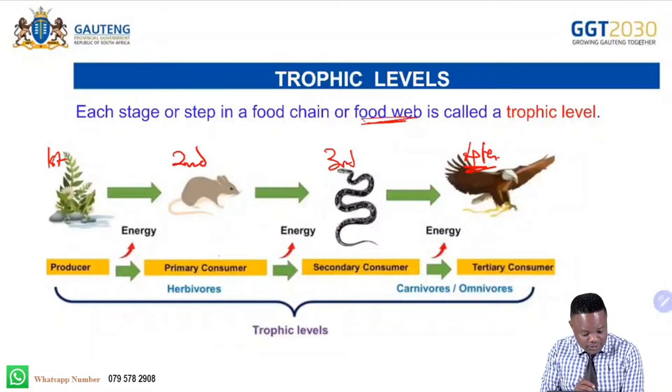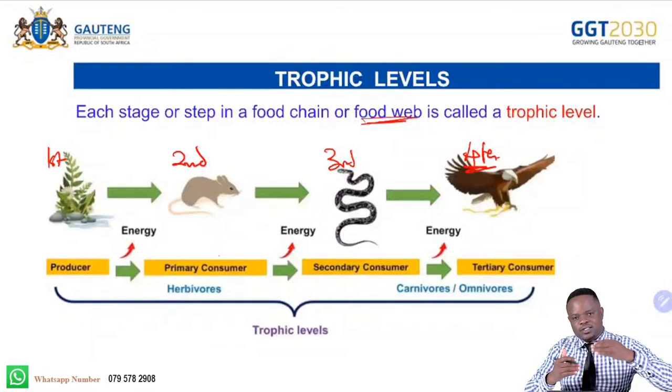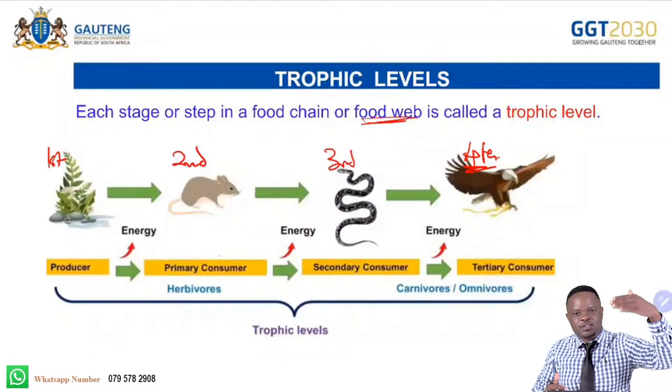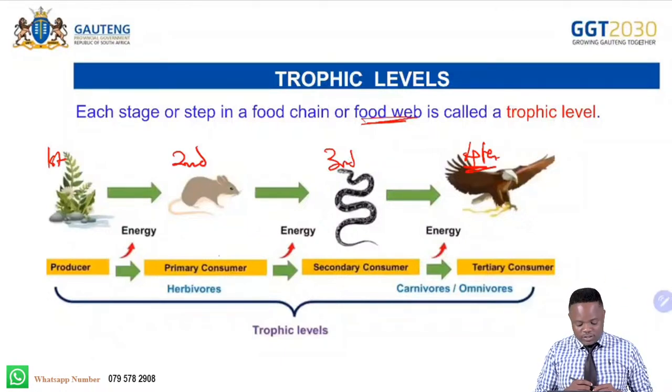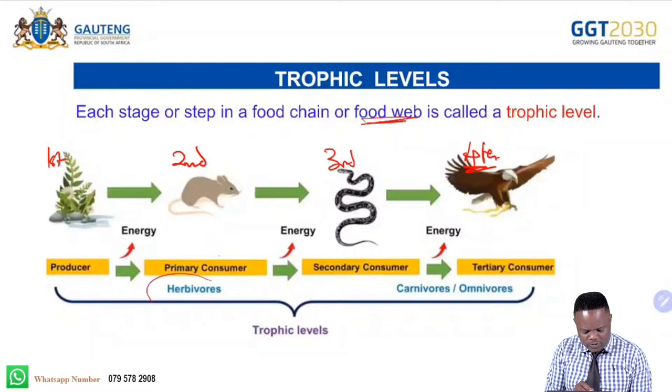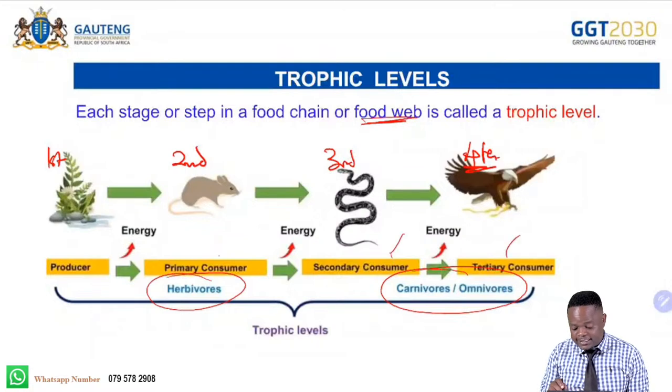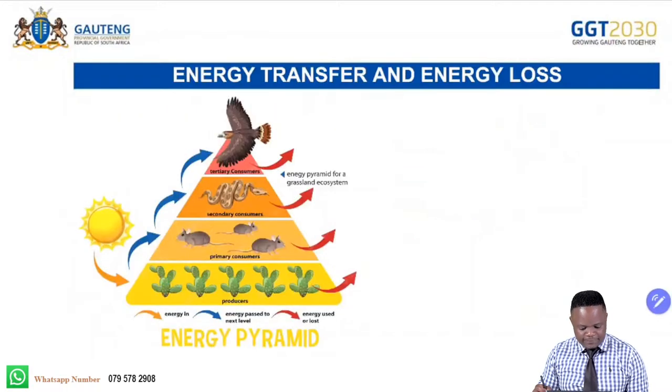Right, so take note of this. First trophic level, our producers. Second trophic level, our primary consumers. I think it will be easy for you to remember primary, secondary. These are the stages that you go through even in school: primary, secondary, then tertiary education. Right, so I hope you've mastered that. We mostly find our herbivores in the primary consumers, and most of our carnivores and omnivores in the secondary and tertiary section, in the third and the fourth trophic levels. Right. I hope that is clear.